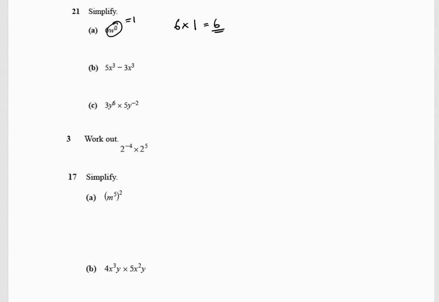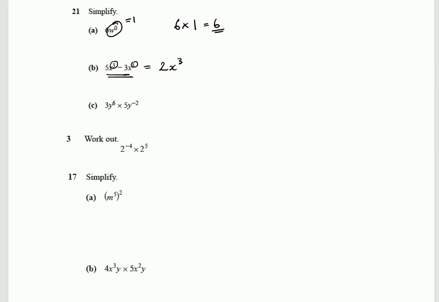Now in the next question, this one is here because we actually don't need laws of indices for it, but a lot of people think you do. This is just collecting like terms. 5 times something minus 3 times something is simply 2 times something. You don't need to do anything with the powers. Remember, if we're adding or subtracting, it's just going to be collecting like terms.